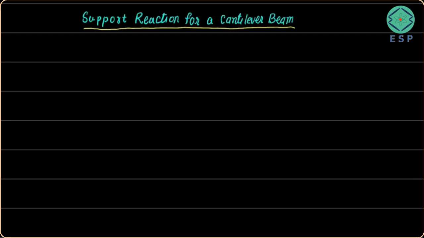Hi friends, I'd like to find the support reaction for a cantilever beam. So we shall take an example of a cantilever beam. So here we have got a cantilever beam. The free end of the beam is point A and the fixed end of the beam is point B. And here the overall span of the beam from here to here is 4 meters.